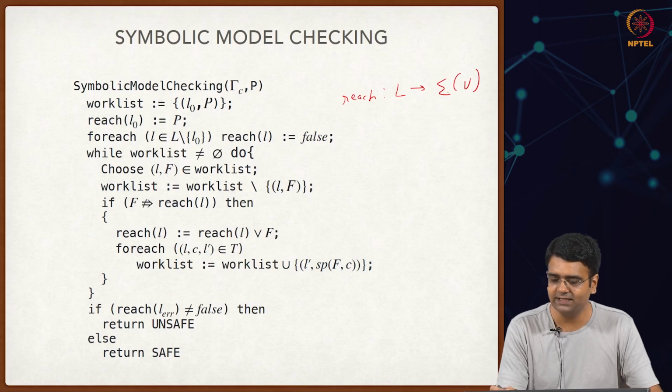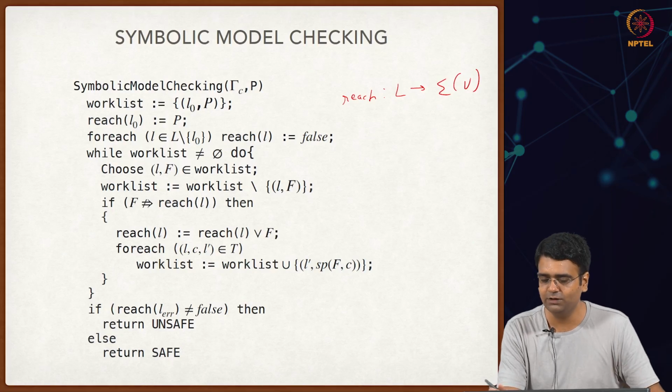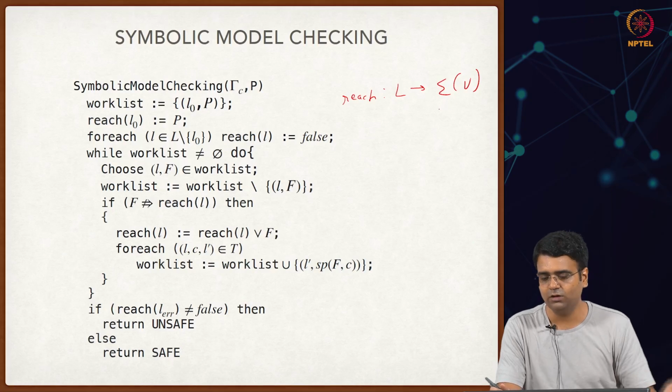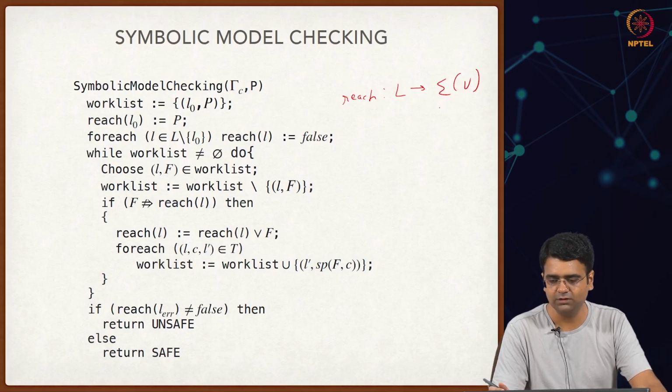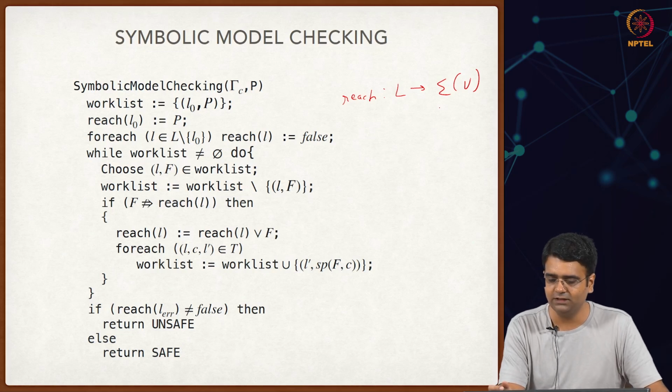So again the idea is that a formula whose free variables are program variables can be used to encode a set of program states. And now at each location L we will try to construct this formula which encodes the reachable program states at that location.